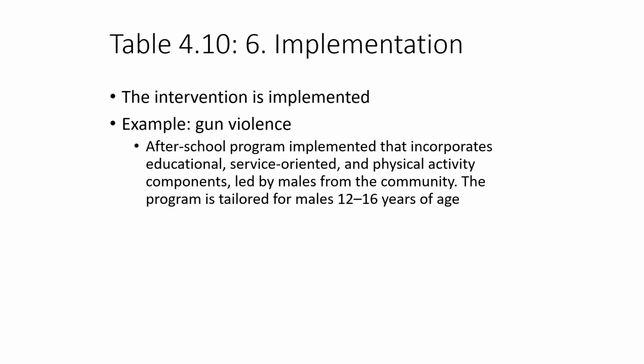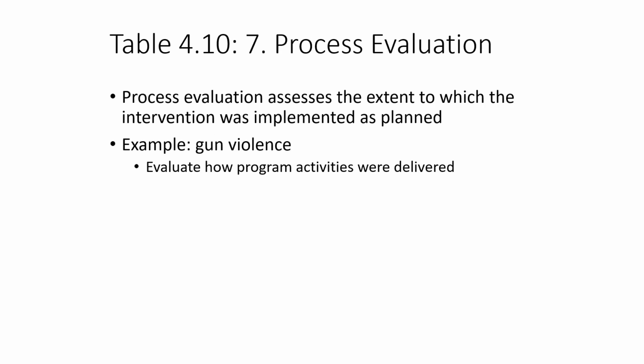Okay. Next is process evaluation. In process evaluation, we assess the extent to which the intervention was implemented as planned. Further, we evaluate how the program activities were delivered. That is the process. So it assesses the extent to which the intervention was implemented and how these program activities were delivered. That is the process evaluation.